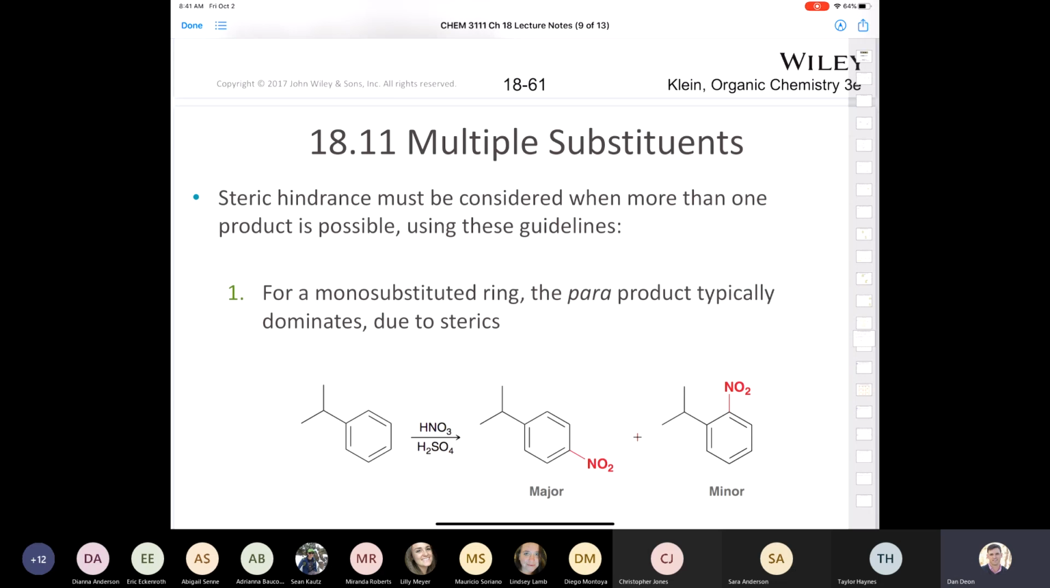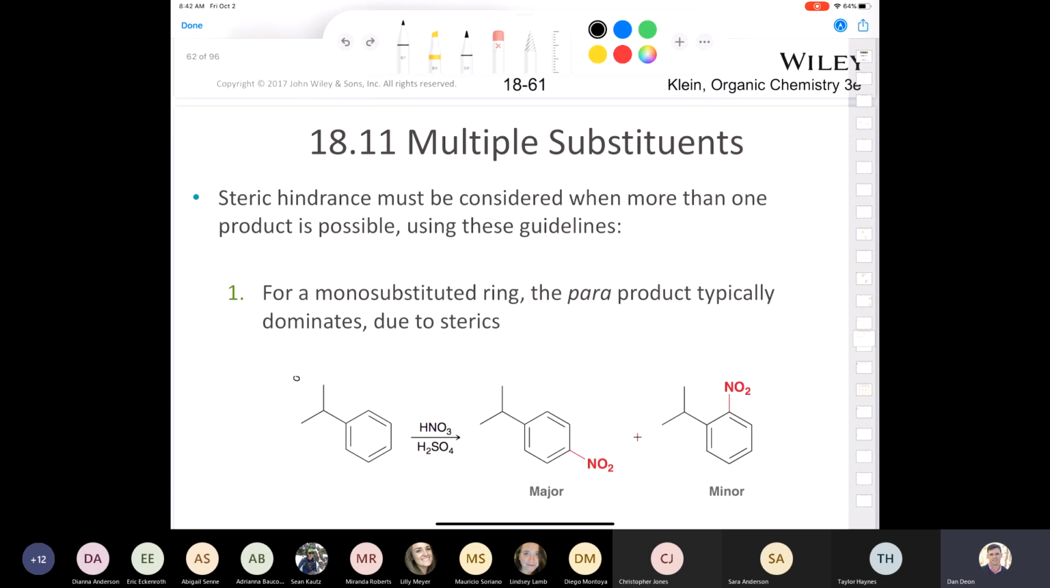Well, it's going to have to only go to one position, because we don't focus on poly substitution really in this class, except for that one specific case with anisole. Anyhow, let's take a look here. It says, point number 1, for a monosubstituted ring, the para product typically dominates due to sterics. Here we've got the isopropyl group. So this isopropyl benzene, well, that would be acceptable. It's called cumene. If we nitrate cumene, the nitro will mostly be in the para position.